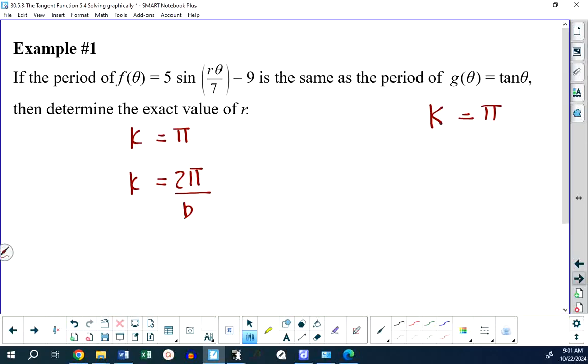And in this particular function, b is r over 7. b is the parameter that you multiply the independent variable, x or theta, by. So what that means is that the period of pi has to be equal to 2 pi over b, which is r over 7. So we need to solve this. There's another way to look at this, and I'll look at it in a second, because I think many of you already know what r is without writing this down, but we'll see.